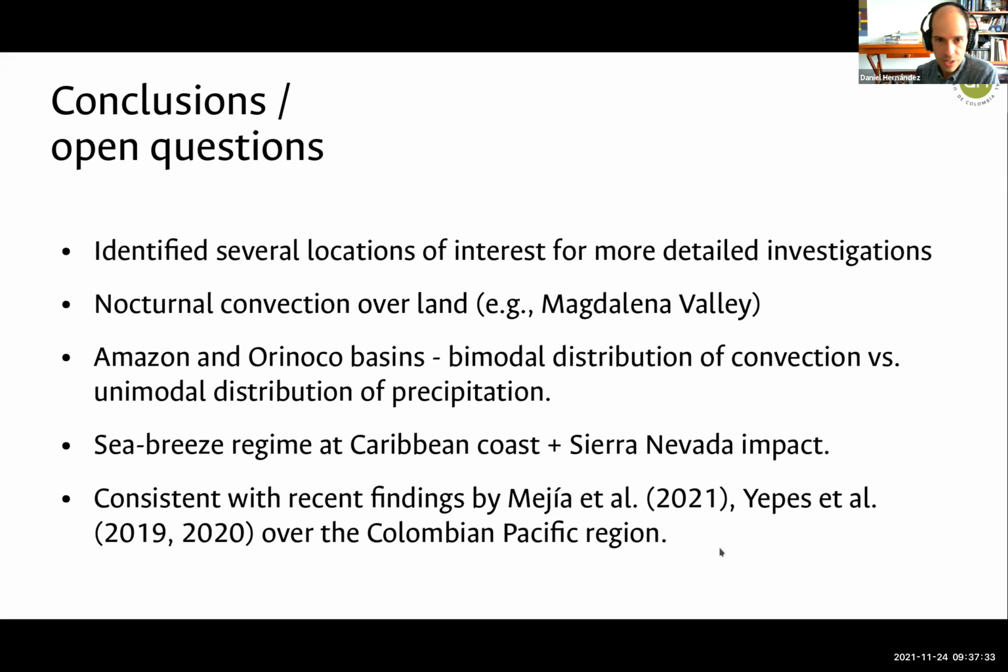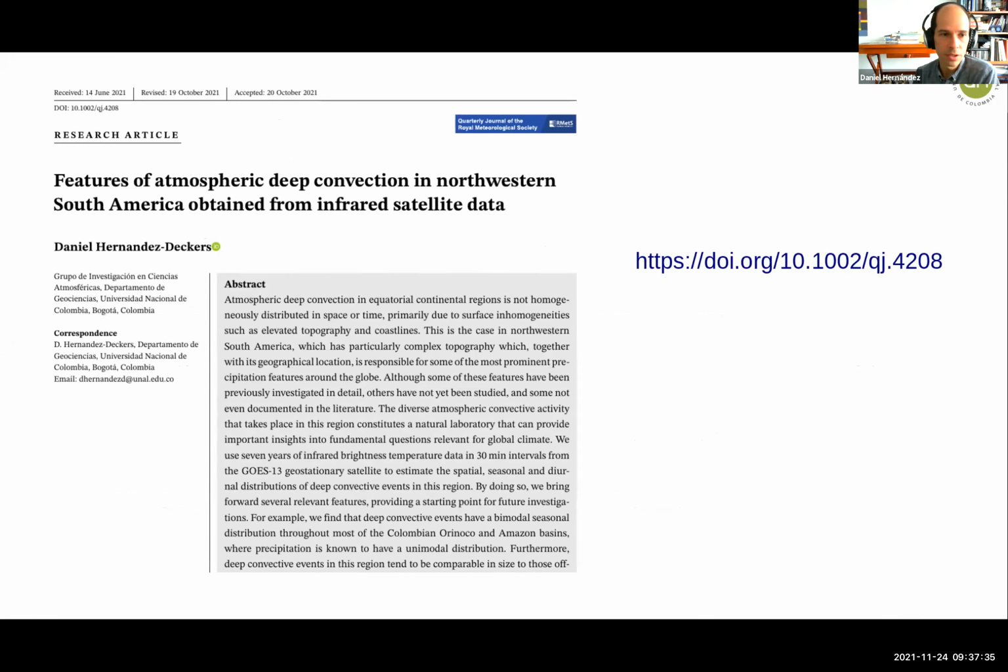And just to finish, this has just been published. It appeared a couple of days ago. You can take a look at it in the Quarterly Journal of the Royal Meteorological Society. If you need access to it, you can always write me an email and I will send you a copy, because unfortunately it's not open access, but maybe through your institution you can also get it. Otherwise, just let me know.